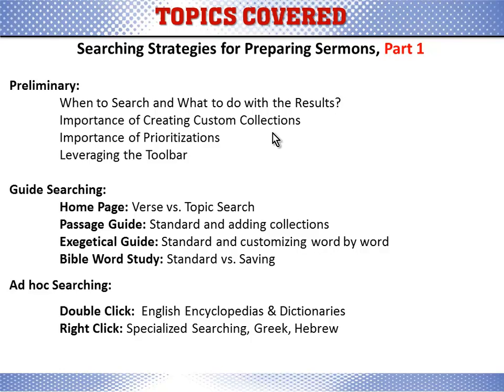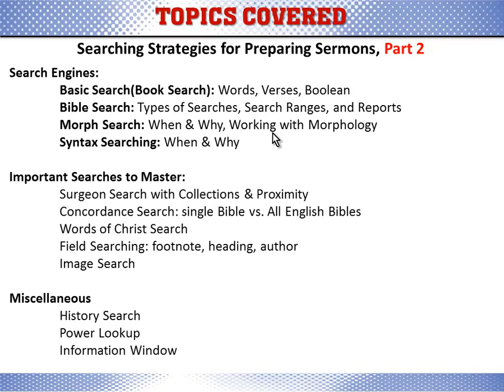As you recall with the last webinar, we covered a lot of ground in part one of Searching Strategies. We talked about the importance of creating custom collections, prioritizations, leveraging a toolbar. We looked at the various guides, the homepage, passage exegetical, and the Bible word study reports. And we did some ad hoc searching as well, double-clicking on words like in English for English encyclopedias and dictionaries, and we did some specialized searching with Greek and Hebrew. So we're going to build upon that foundation into part two.